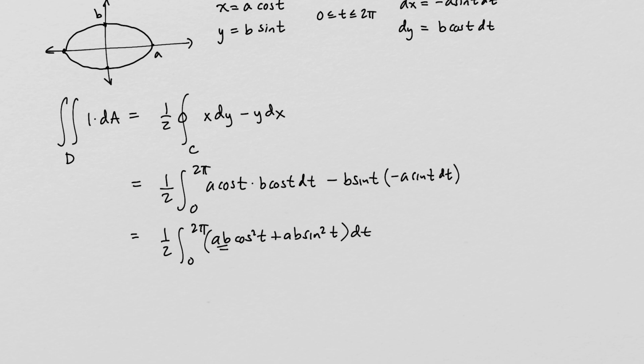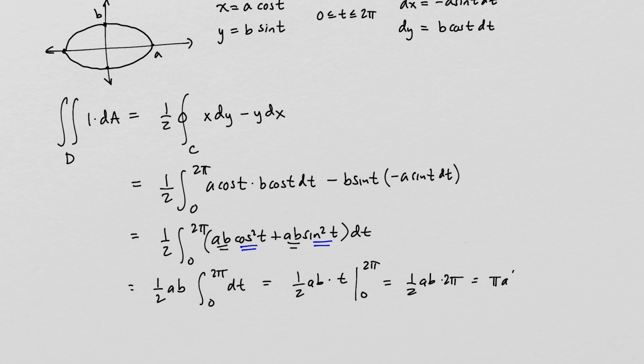And if I factor out the a and the b here, I'm going to have 1/2 ab integral from 0 to 2 pi, and then I have cosine squared plus sine squared left over, but that's just 1. So this just becomes dt. So we have 1/2 ab times t from 0 to 2 pi. So that's 1/2 ab times 2 pi, which is pi times ab. And that is the area of this ellipse.